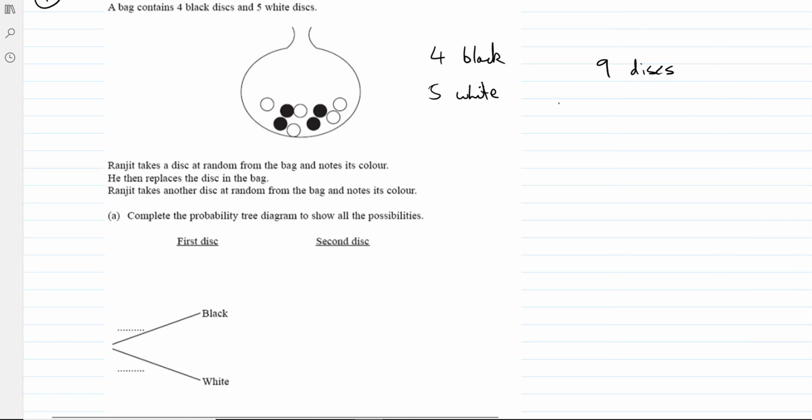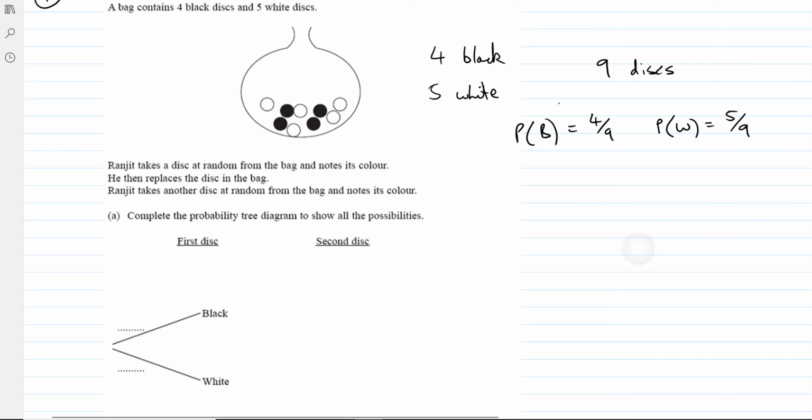So when we do our probabilities, the chance of pulling a particular disc out will be over 9. Okay, the chance of pulling a black disc out is 4 over 9. 4 out of 9 are black, that's the chance of getting that. And the probability of pulling a white disc out is 5 over 9. So previously we've looked at decimals for probabilities, but in this case it makes a lot of sense to look at fractions. It's very easy to write the fractions down very quickly.